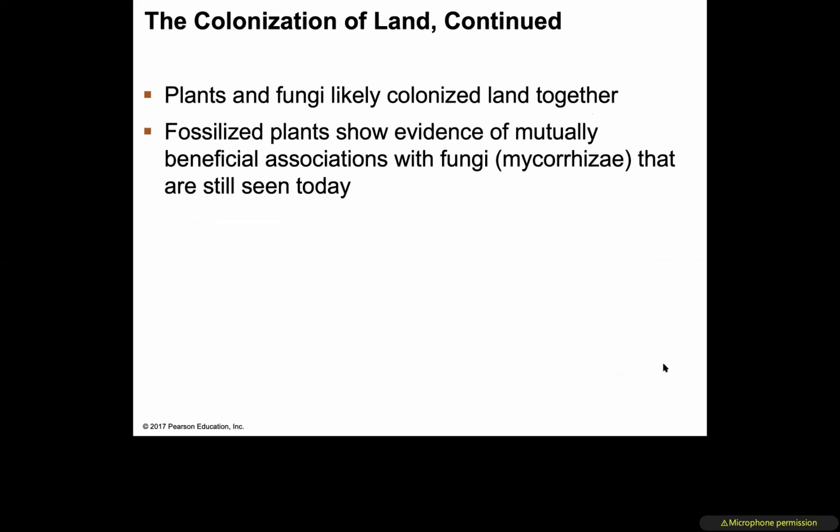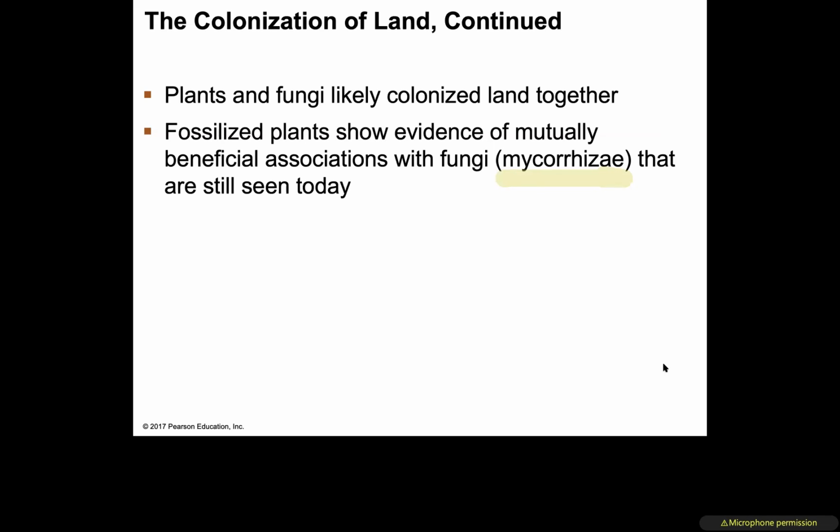So it is thought that your plants and fungi likely colonized land together. And fossilized plants will show evidence of mutually beneficial associations. We're going to hear this in more than one chapter. Okay. They are called mycorrhizae. It is thought that your fungi evolved into a symbiotic relationship with plants, not all fungi, but a specific fungi called mycorrhizae. And that symbiotic relationship helps the plant obtain water.